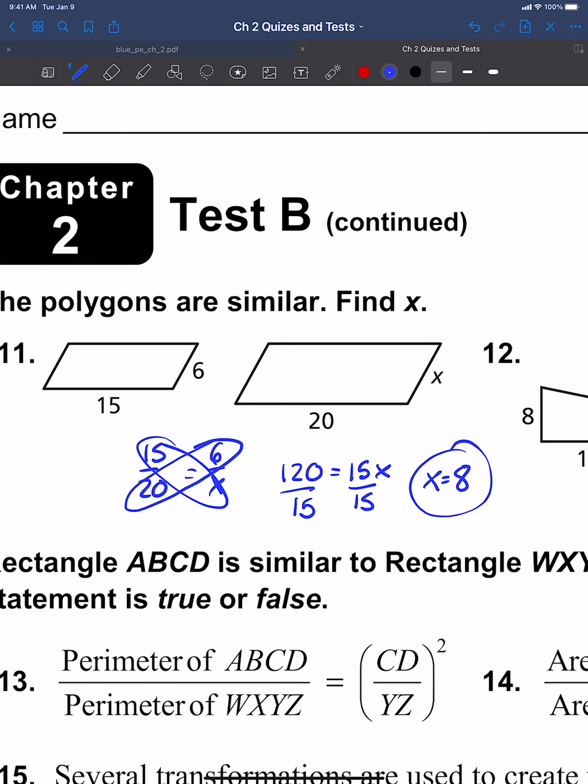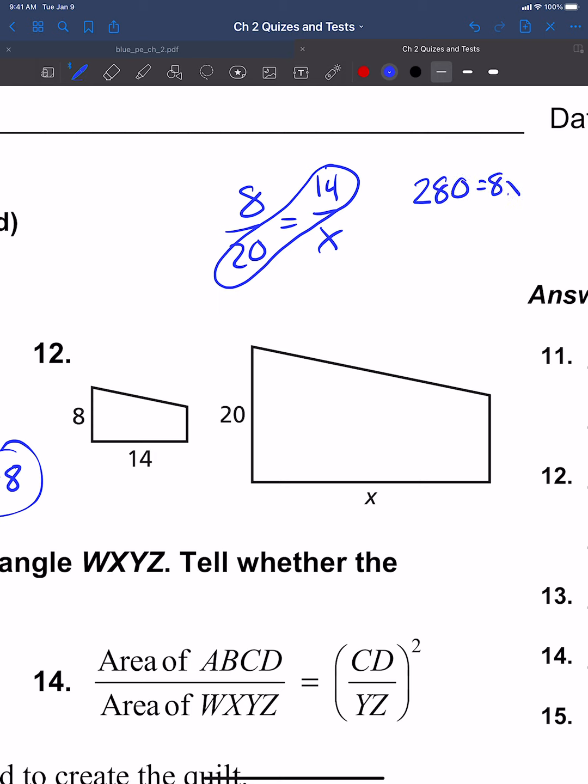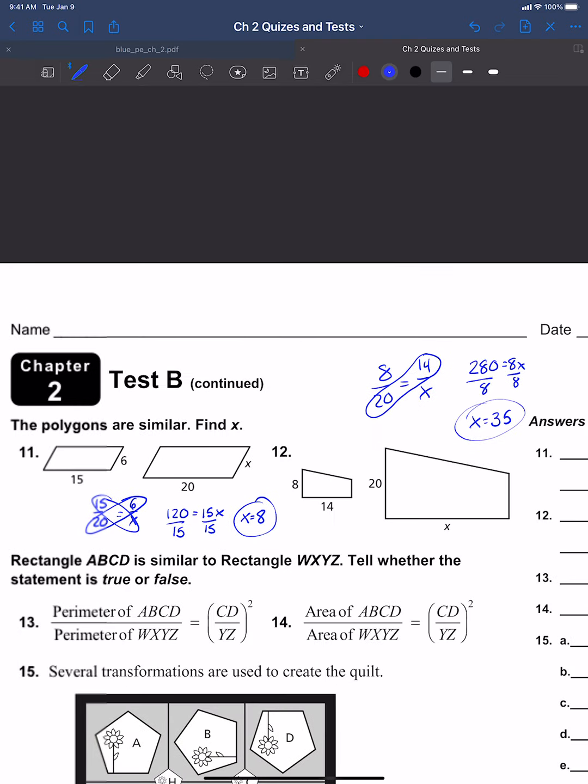Could we do the next one? Okay. 8 over 20 is 2 over X. This is so easy. What is 14 times 20? 280. What's 8 times X? 8X. What's 280 divided by 8? 35. Yeah, Zoe. So X is? 35. Woohoo! Do you guys have any questions on 11 or 12?